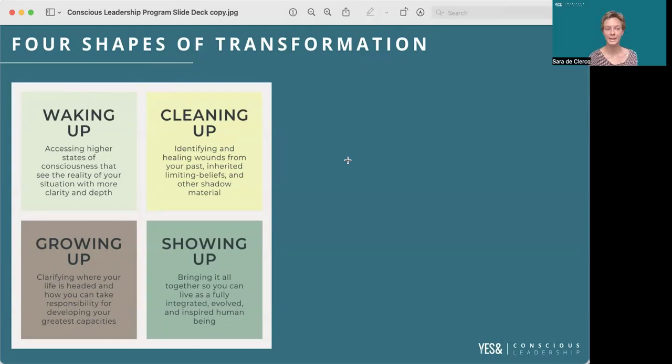Waking up has to do with accessing higher states of consciousness that see the reality of your situation with more clarity and depth. This also has to do with having a momentary window into seeing reality more as it is. We often experience these experiences of waking up in, let's say, yoga or dance sessions. These days, there's a lot of cacao ceremonies, breath work, which we work with a lot as well. These provide these waking up experiences. So we have more clarity, more insight into reality as it is. There's more space, if you will, available.